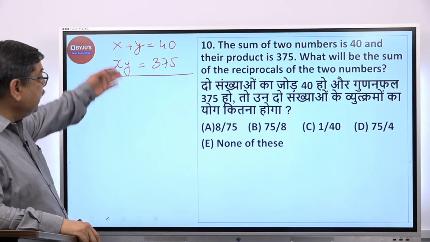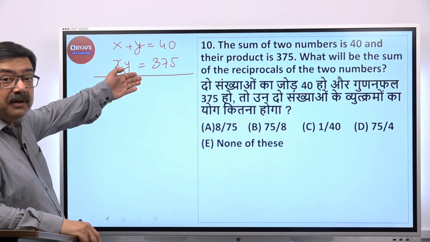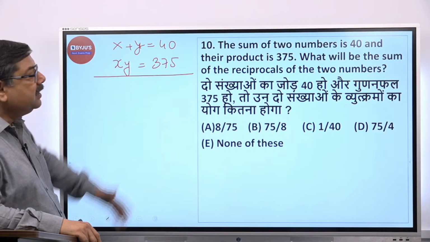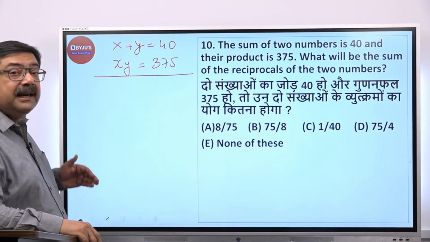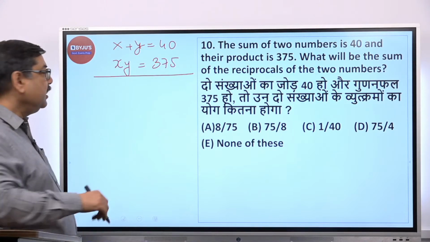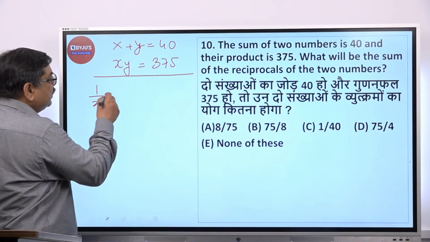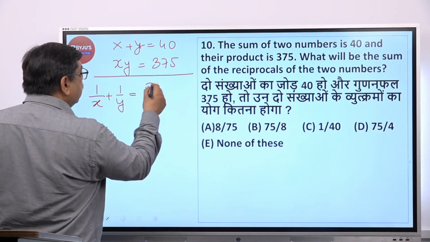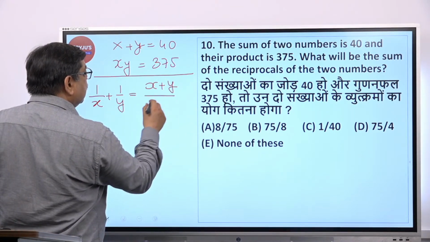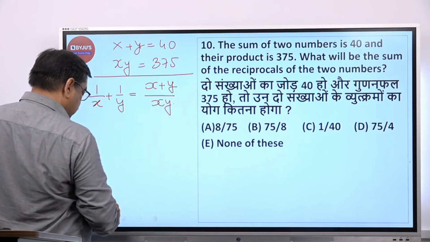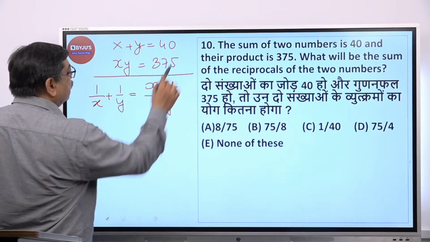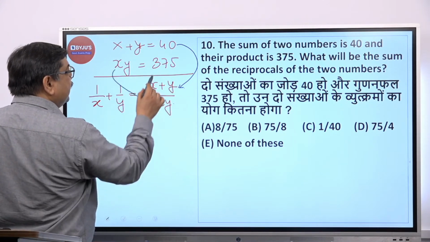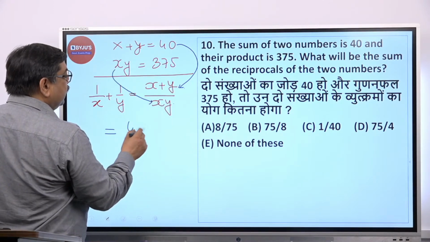Okay, now some of you might have started factorizing 375. Just hold it. Read the question first. What will be the sum of the reciprocals of the two numbers? First of all, 1 by x plus 1 by y. This is nothing but x plus y by xy. x plus y is given here, xy is given here. So your answer here is 40 by 375.